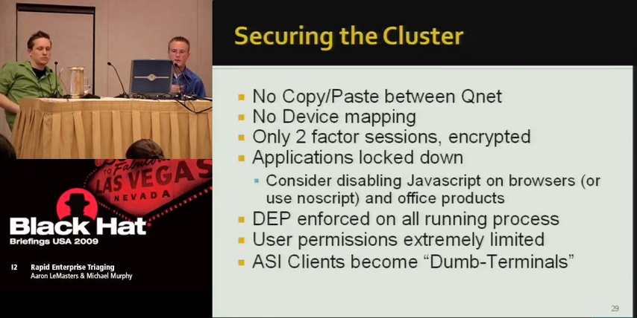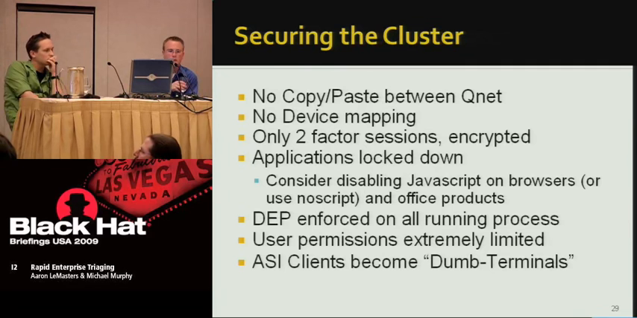To secure the cluster, we came up with this list of things that you'd want to configure. Obviously, no copy and paste between the two networks. It's a little painful, but users will get used to it. Essentially, they're not going to be creating anything on their local machine, so it really doesn't matter. Obviously, no device mapping. You don't want hard drives and other things being mapped back into the QNet. You want to keep everything that they access on this cluster out in the CleanNet.